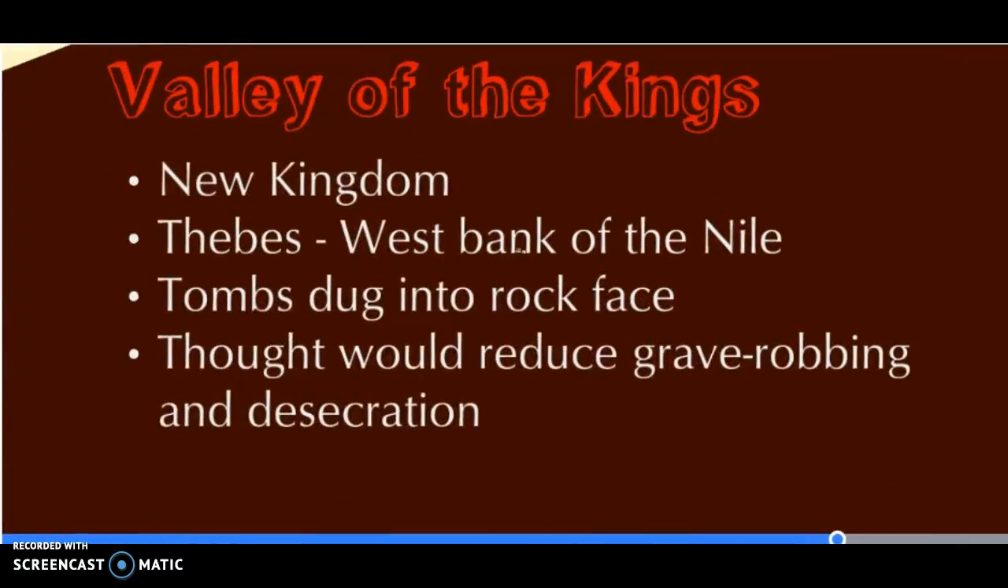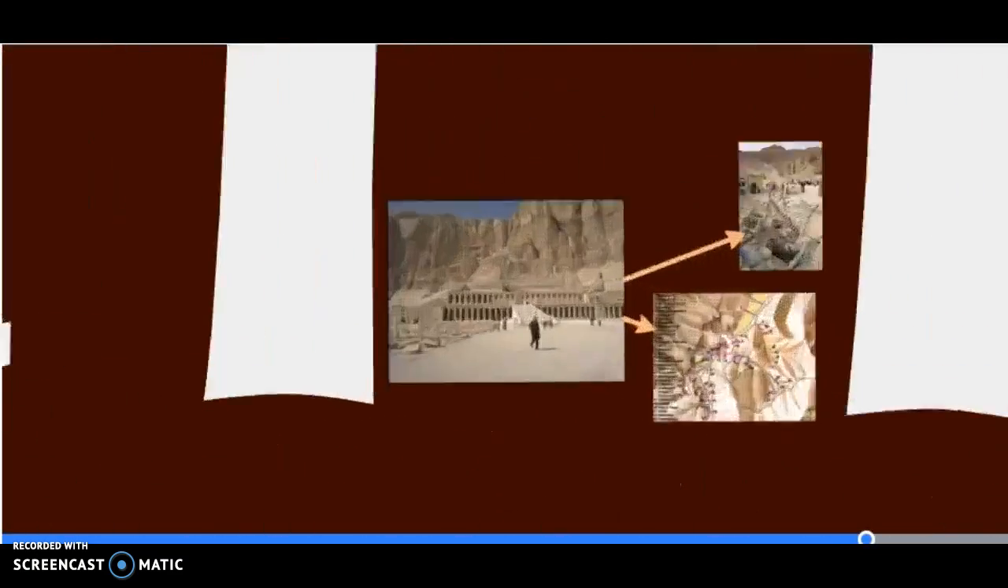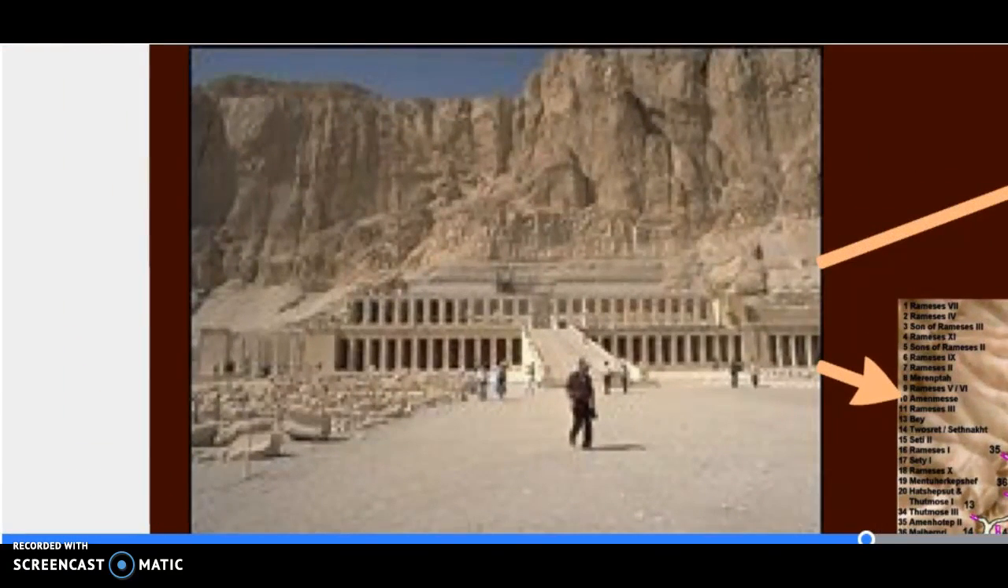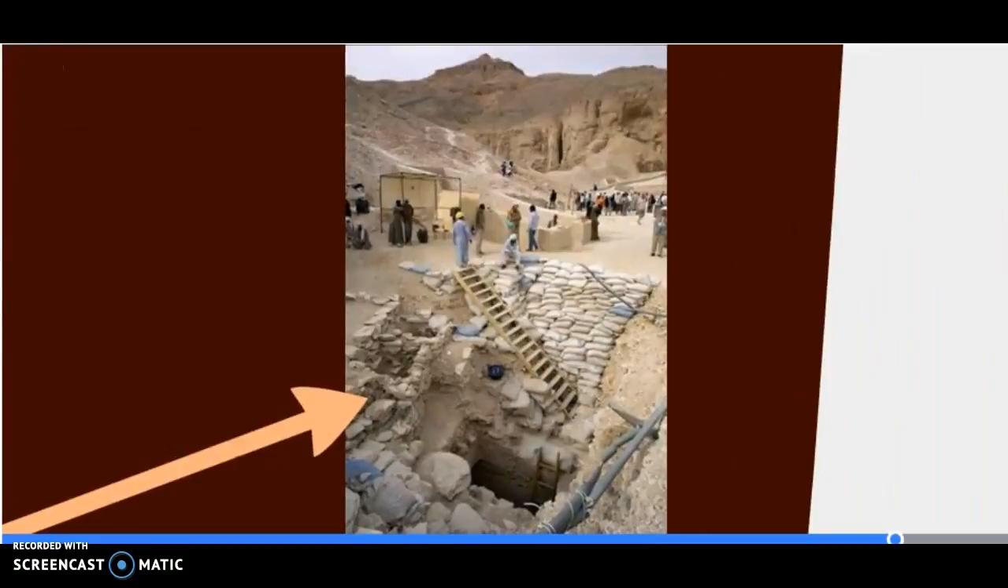The Valley of the Kings is what happens in the New Kingdom, and this is again on the west bank of the Nile, where tombs are dug into the rock face, and this was really to try and reduce grave robbing. So instead of having these big glowing white monuments saying, hello, there are riches here, they tried to make it a little bit more secretive by having these tombs buried into the rock face in the Valley of the Kings. But again, grave robbers get wise to this, and then they plunder all of those tombs.